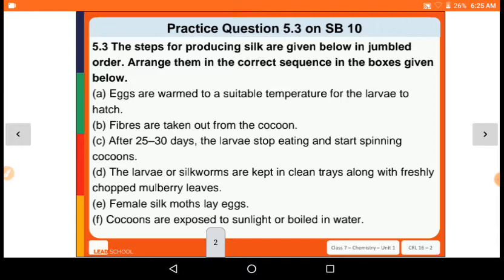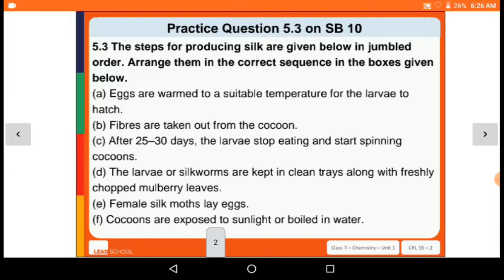If we talk about the steps, first is laying of egg, right? So that step is E. Female silk moths lay egg, so that is the first step. Then after laying of eggs, we will keep them at a suitable temperature so that they hatch. So that is the second step. Eggs are warmed to a suitable temperature for the larva to hatch, which is option number A.